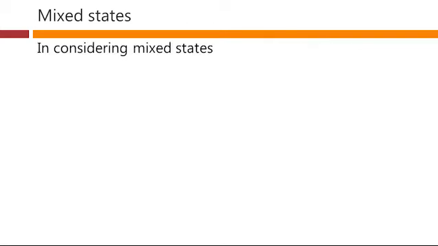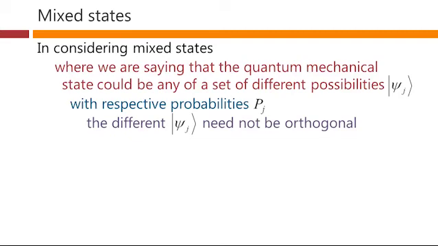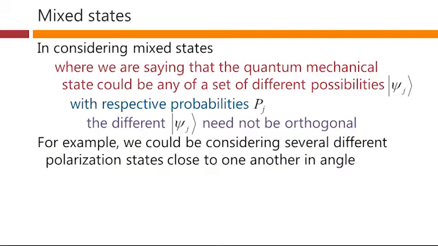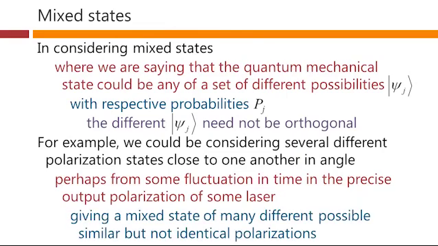In considering mixed states, where we are saying that the quantum mechanical state could be in any of a set of different possibilities, psi j, with respect to probabilities pj, the different psi j need not be orthogonal. For example, we could be considering several different polarization states close to one another in angle, perhaps from some fluctuation in time in the precise output polarization of some laser, giving a mixed state of many different possible similar but not identical polarizations. In that case, the psi j's would not be orthogonal. The cases we looked at for the potential well, we did have orthogonal psi j's, but there's no requirement on that when we're talking about mixed states in general.